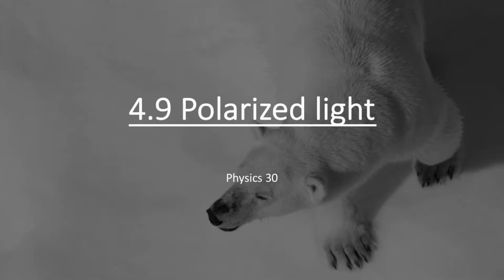Okay, welcome back, Physics 30s, to our next lesson in Chapter 4. This is 4.9, and today we're going to be talking about polarized light.